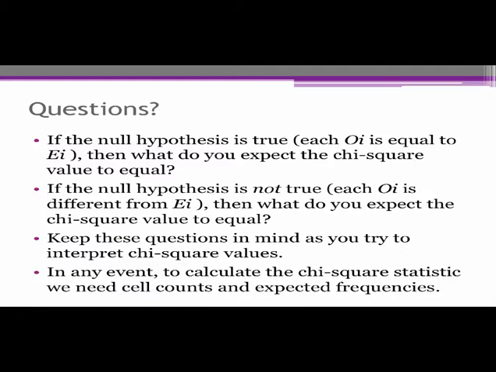If the null hypothesis is not true, and all of or some of our observed are different from our expected, then we'll start to accumulate totals in our chi-square value that deviate from 0. So keep these things in mind, the observed and the expected values, and we'll go ahead and calculate the chi-square test statistic using our observed and expected frequencies.